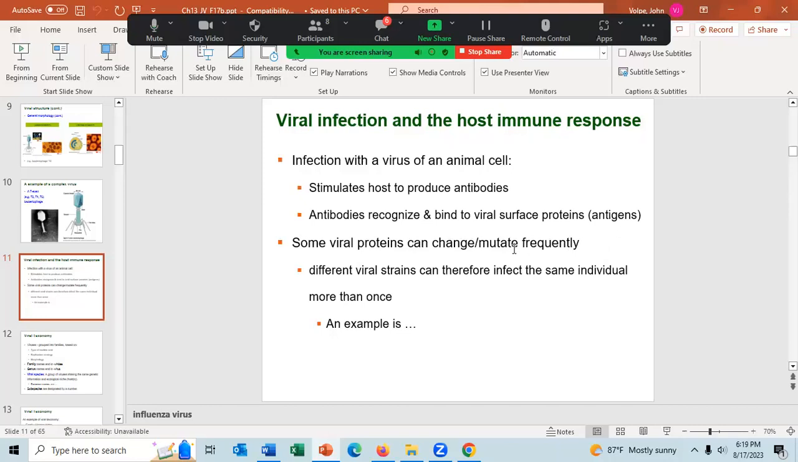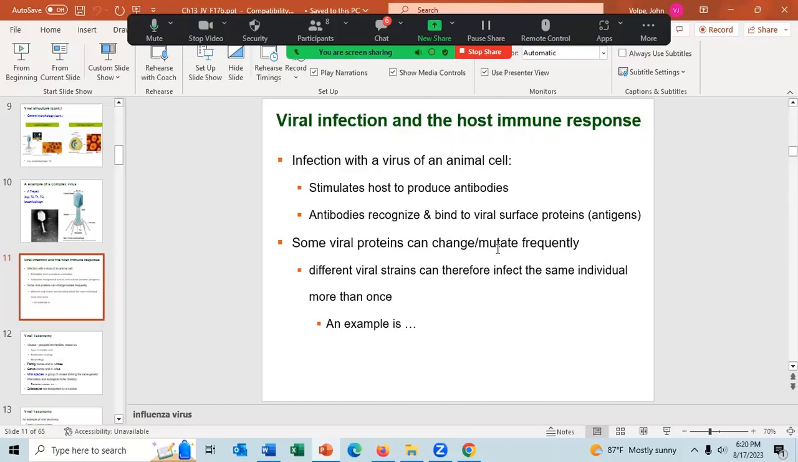Remember that the outermost molecules of a virus are also the molecules of the virus which bind to their host cell. So it's these molecules, adhesions or ligands, that bind to the host cell receptor.